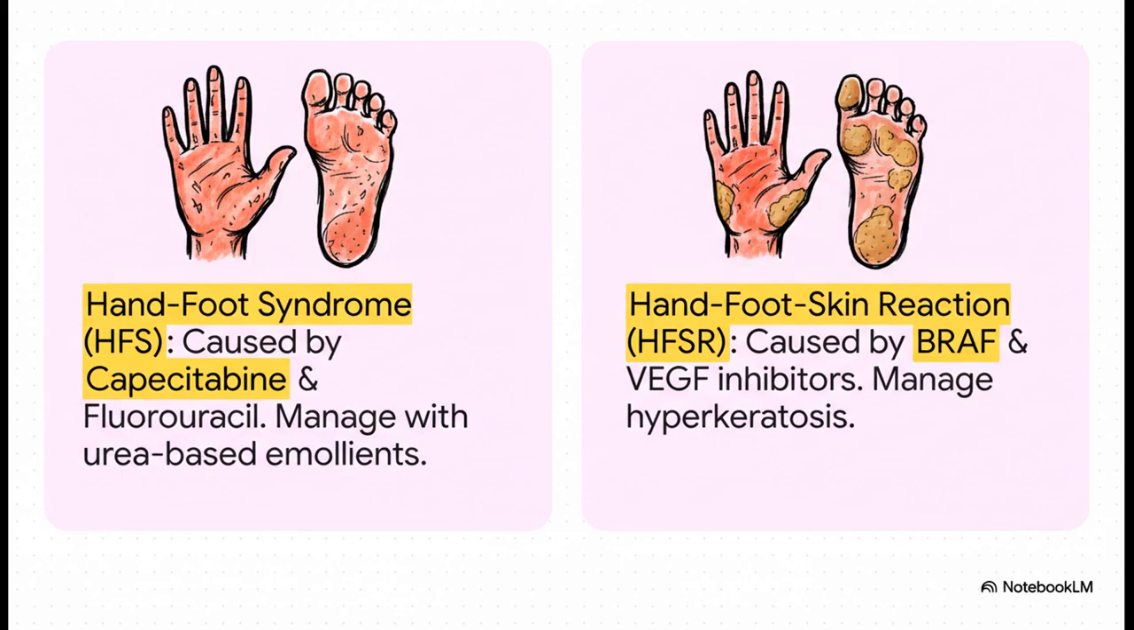Okay, pay close attention to this one because it's a classic mix-up on exams. Hand-foot syndrome and hand-foot skin reaction are not the same thing. HFS, which you get from classic chemo like capecitabine, involves more diffuse swelling and peeling. HFSR, on the other hand, comes from targeted agents like sorafenib and is really characterized by hyperkeratosis, that's a thickening of the skin, over pressure points. The underlying mechanism and the drugs that cause them are different.